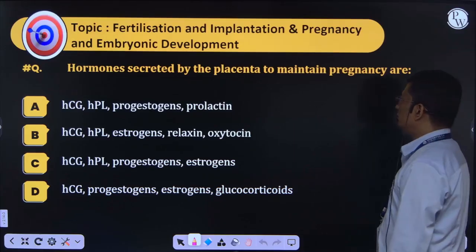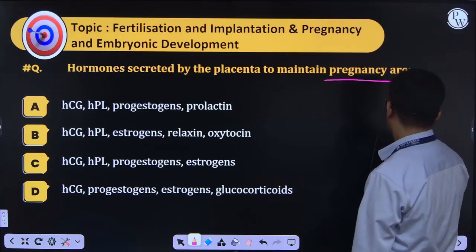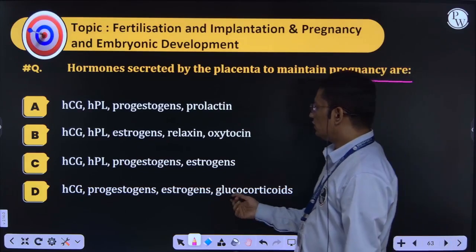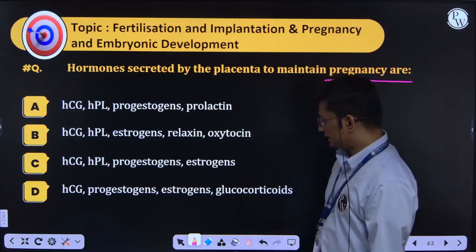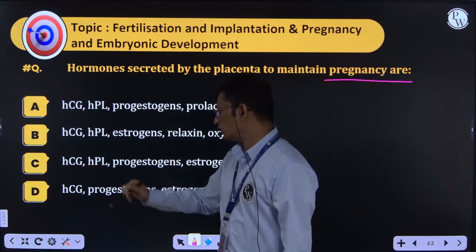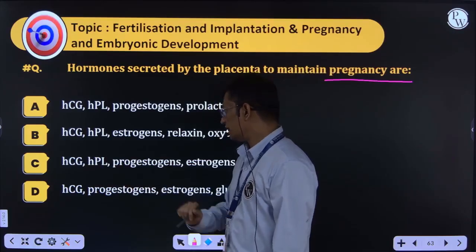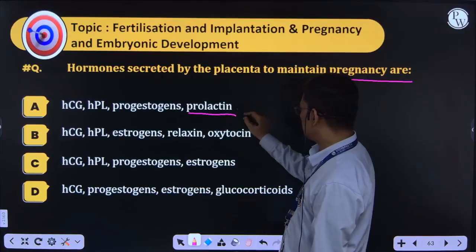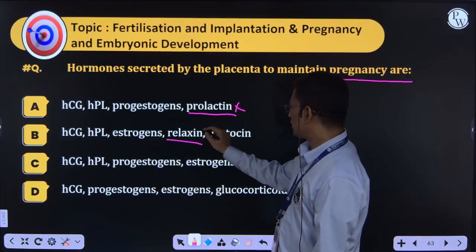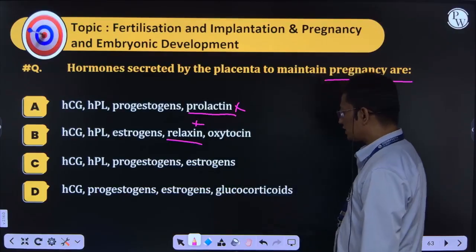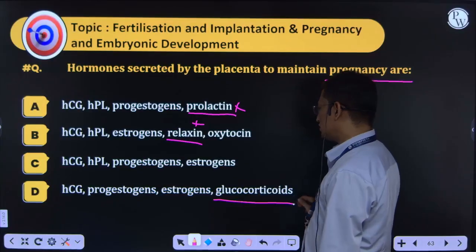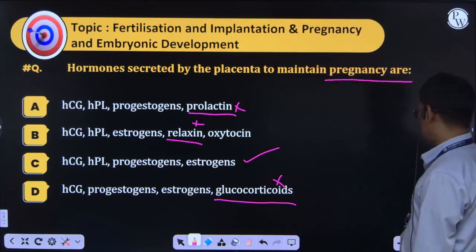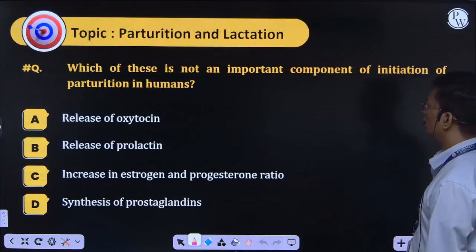Hormones secreted by the placenta to maintain the pregnancy. To maintain pregnancy, all the hormones of the placenta are required, for example human chorionic gonadotropin, human placental lactogen, and estrogen. Prolactin is not required. Relaxin is not required; relaxin is required for parturition. Glucocorticoid is also not required. So here it is progesterone, estrogen, HPL, and human chorionic gonadotropin.